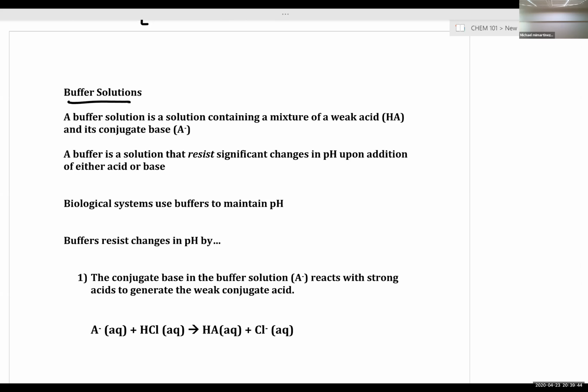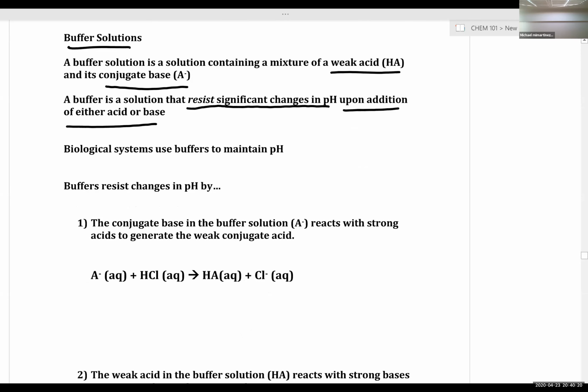So a buffer solution is a solution containing a mixture of a weak acid and its conjugate base. And just to be 100% clear, the conjugate base in the strictest, correct definition is only different by one proton. Now, a buffer is a solution that resists significant changes in pH upon addition of either acid or base. An example of a buffer that we use every single day: our blood is a buffer. It controls changes in pH. So buffers resist changes in pH.